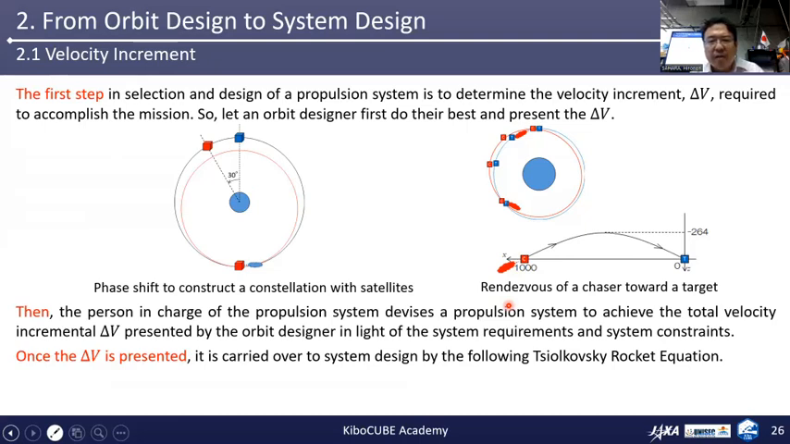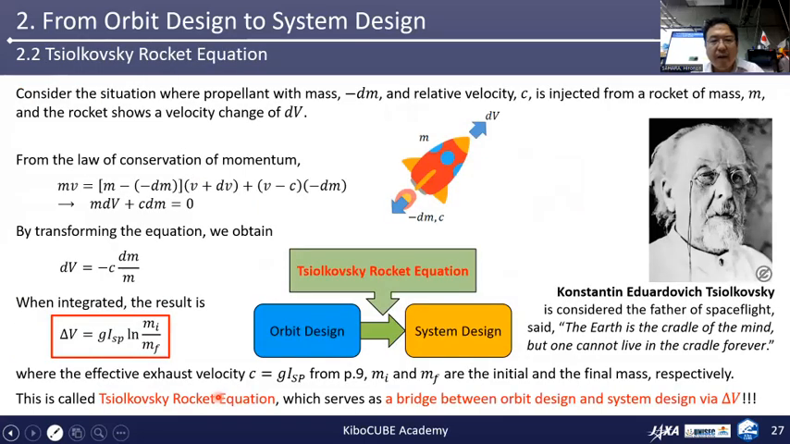Here, the Tsiolkovsky rocket equation connects the orbit design with the system design. The rocket equation is derived in such a model, and the resulting velocity increments are related to the specific impulse and the satellite weight, especially the propellant weight. Again, the rocket equation serves as a bridge between orbit design and system design by a velocity increment.